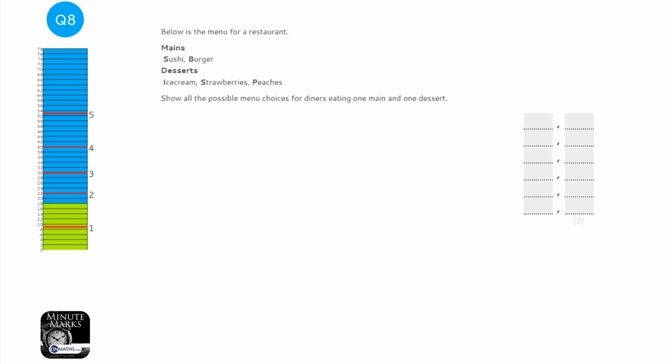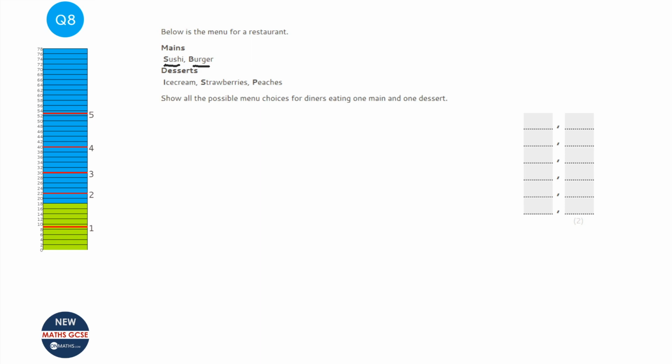So the first thing to do with this question is realise that we're looking for possible menu choices, and realise that actually instead of writing sushi and burger, we can just write S and B, and that's normally absolutely fine unless the question asks specifically to write down the words.